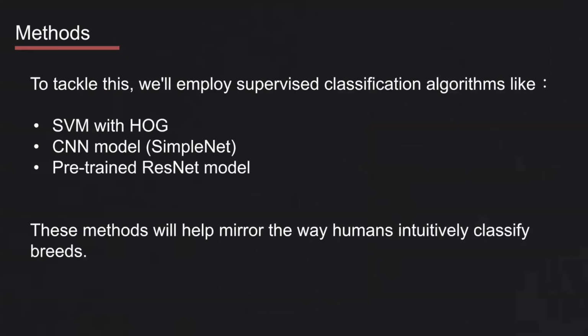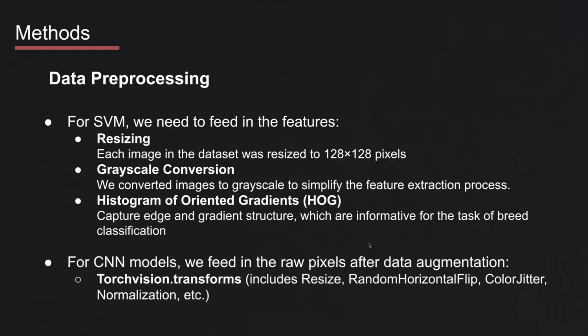We employed three supervised classification algorithms: SVM, the CNN model with SimpleNet, and the pre-trained ResNet model. Before the model training, we first finished the data preprocessing. For SVM, we resized each image to 128 by 128 pixels. We converted images to grayscale to simplify the feature extraction process, and we used HOG to capture edge and gradient structure. For CNN models, we fed in the raw pixels after data augmentation using torchvision transforms.